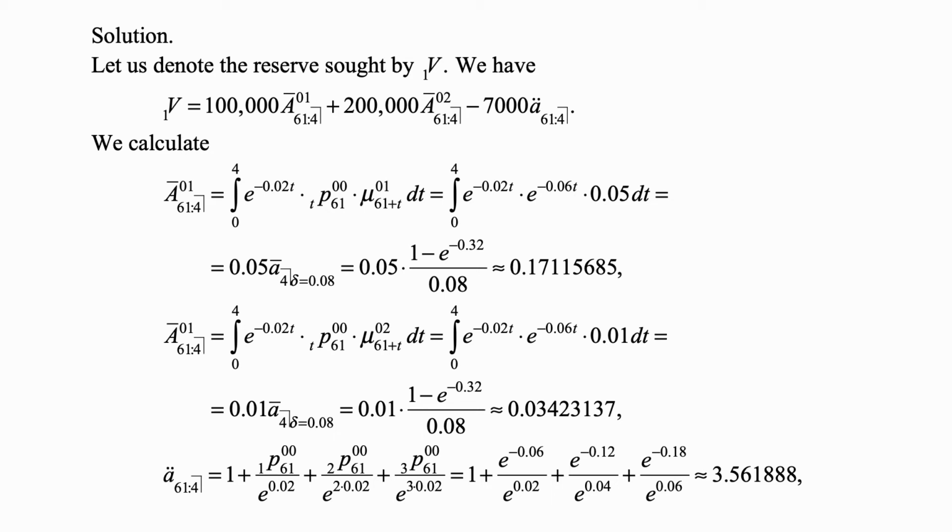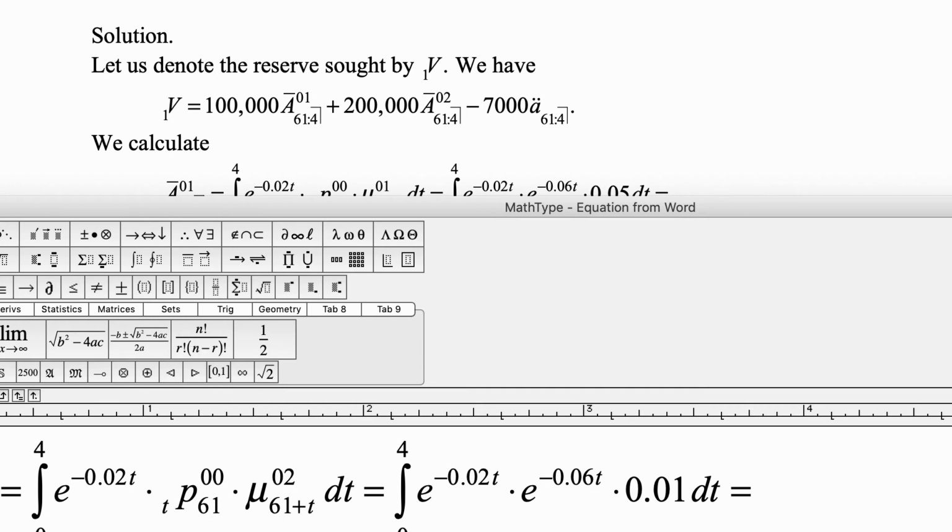Well, if you factor out 0.05, this is exactly A-bar angle 4, with force of interest being not 2% as given in this problem, but instead 8%, and that formula becomes exactly what A-bar angle 4 at 8% is. So that's 0.05 times 1 minus e to the minus 0.32, that's 4 times 0.08, divided by 0.08, and that's approximately 0.17115685. Again, a typo, my apologies, this is cause 2, so this is 2.